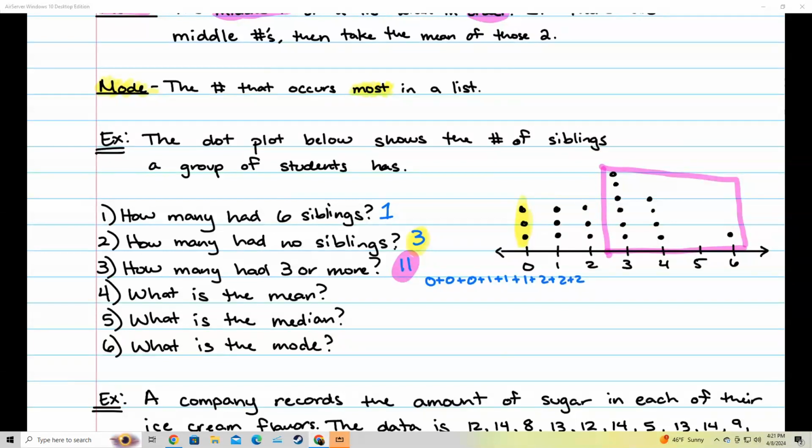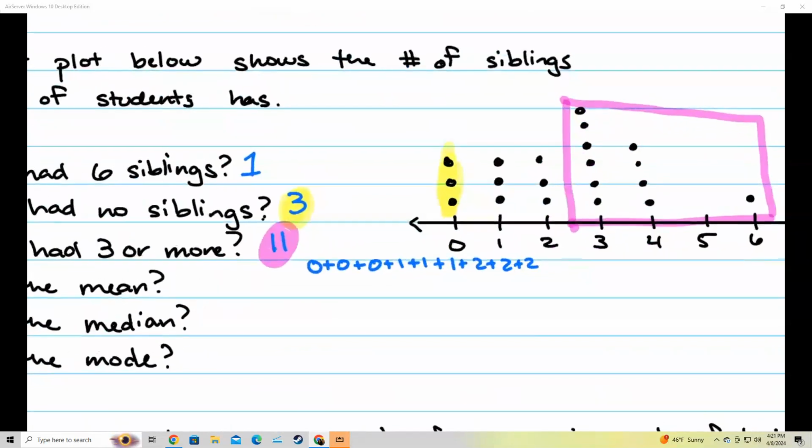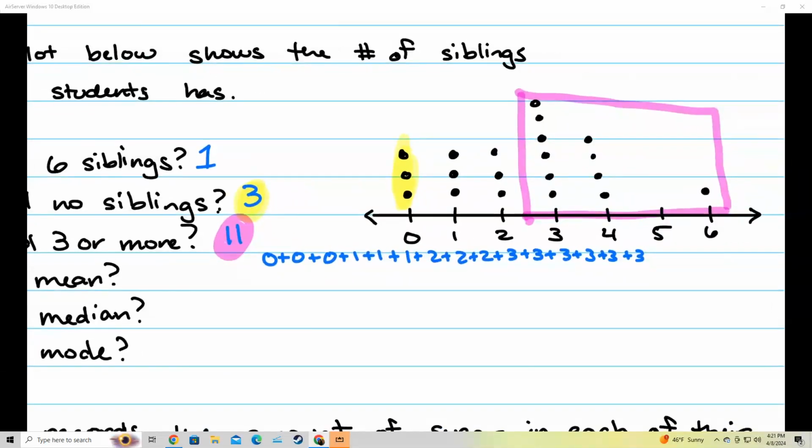And then I have a bunch of 3s. So I have 1, 2, 3, 4, 5, 6 of these 3s. So I got to write that 3 six different times. So it's going to be plus 3, plus 3, plus 3, plus 3, plus 3, plus 3. I believe that's 6 3s. Great. And then I have 4 4s. So plus a 4, plus a 4, plus a 4, plus a 4. I don't have any 5s, but I do have a 6. Those are all the numbers I need to add up.